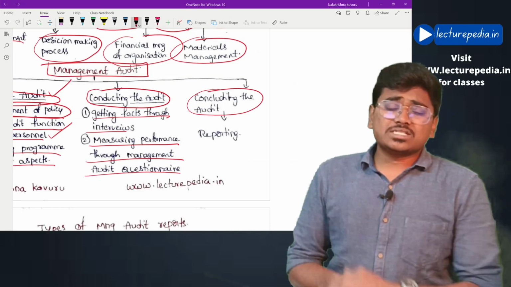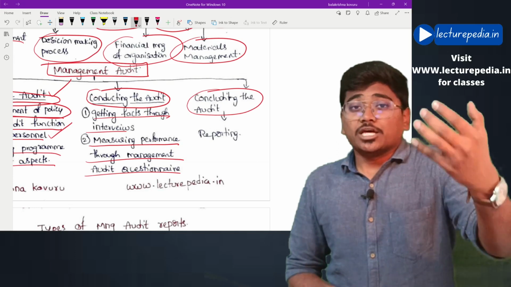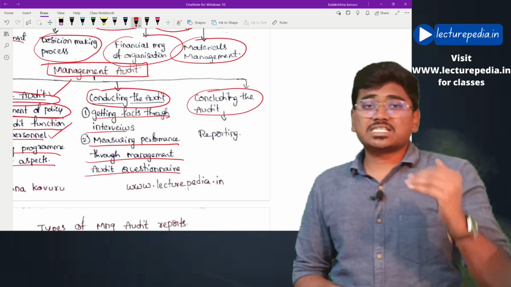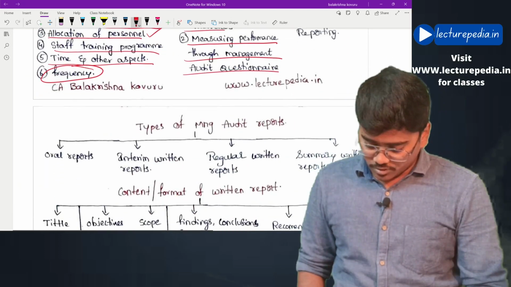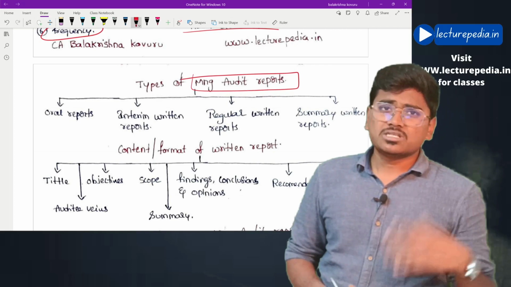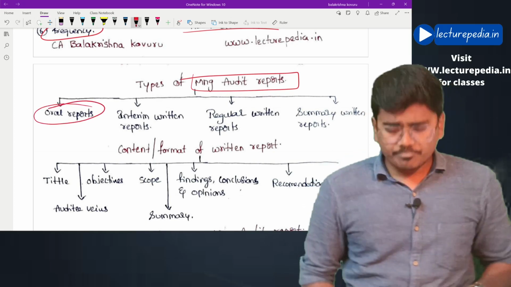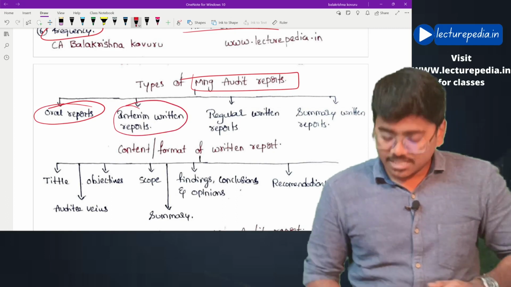In the conclusion stage, the auditor will give a report. All the observations will be given in the form of a report. Basically, there are 4 types of management audit reports. What are these 4 types of management audit reports? First one is oral reports. Orally will communicate. And the next one is interim written report.